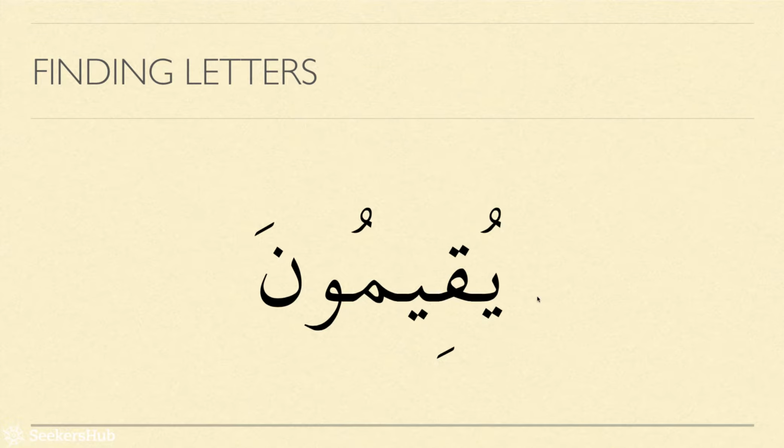Yuqimuna, they establish. So this is a ya here being used as a consonant, yu, followed by the qaf, qi, with the kasra being extended by the ya. So here this ya is being a consonant, and here being a vowel. Yuqimuna as-salata. Meem here, mu, extended by the vowel, mu, and then na. Yuqimuna as-salata.